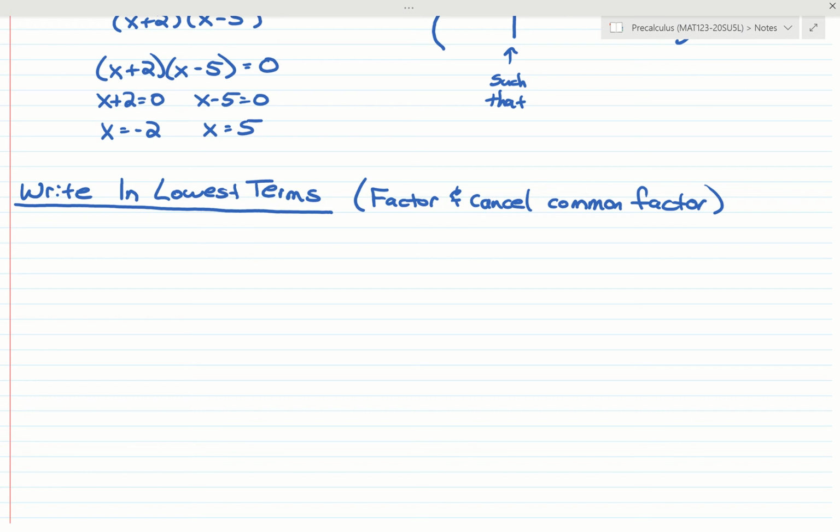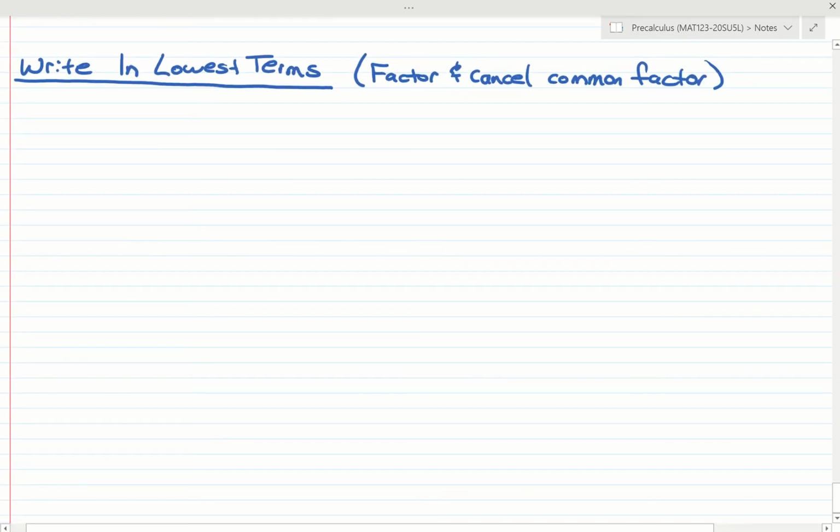So in the last section that we talked about, section R3, I posted supplemental material on factoring if you need help with that. You should have learned that in your last math class, but if you need additional practice, we talk about it in that supplemental material, and I'll bring it up also when we're doing this section. So when we write in lowest terms, let's take a look at some examples.